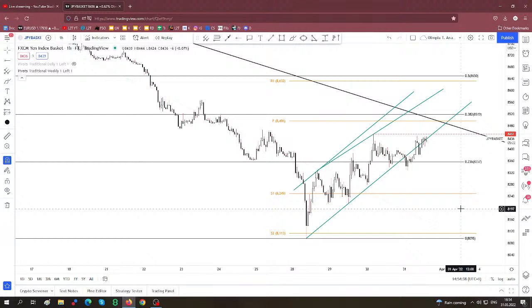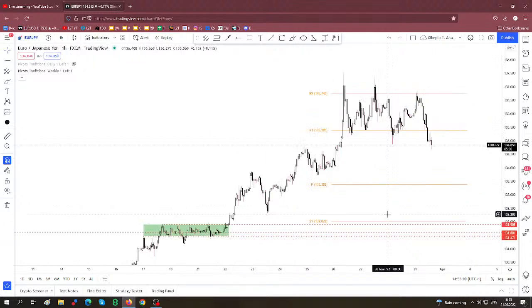Yeah, okay. Orlando's trading gold is in deep profit.